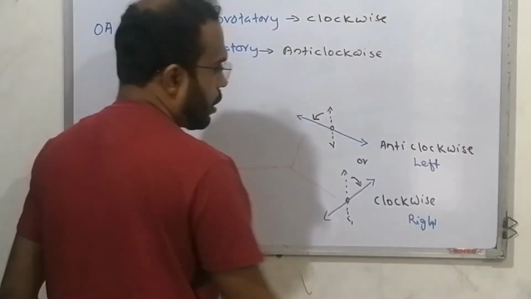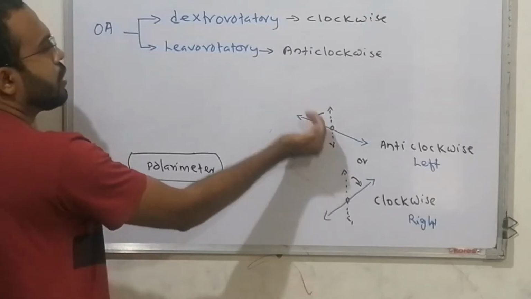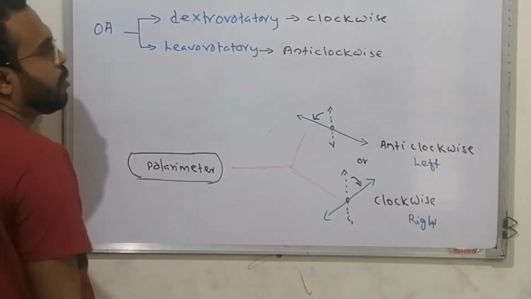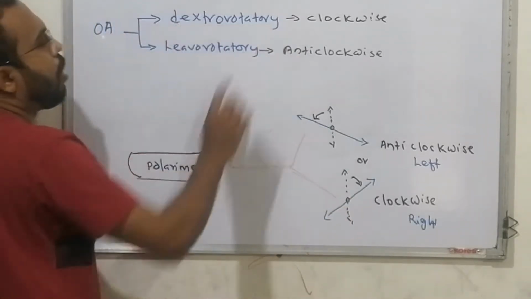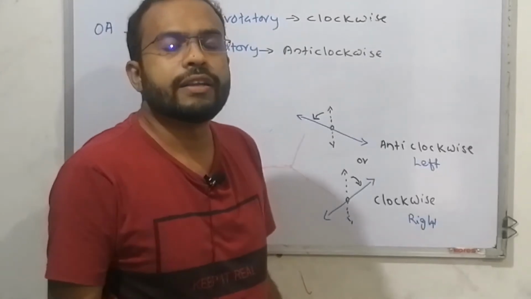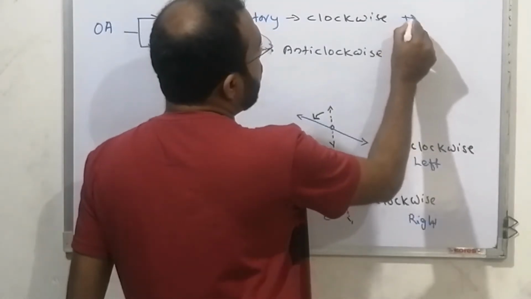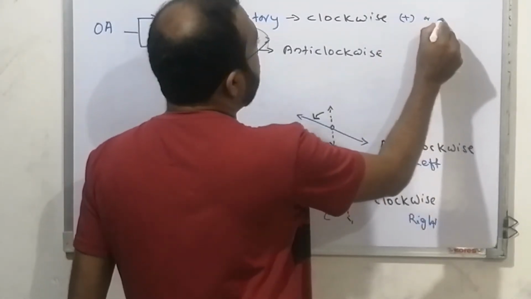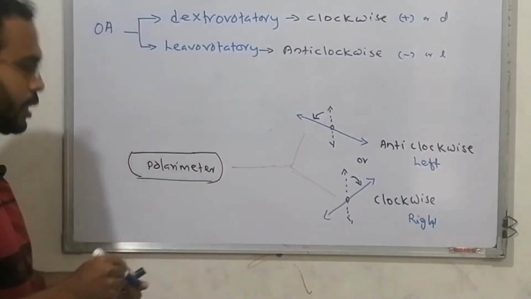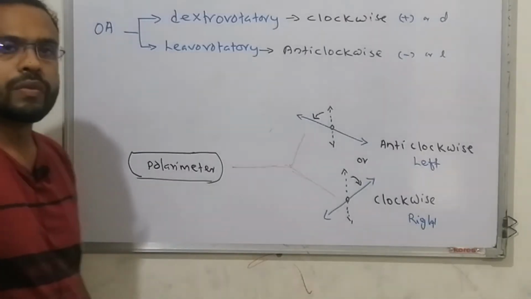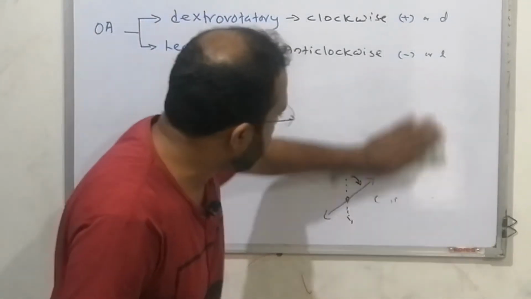If the molecule has rotated the light in anti-clockwise, you call your molecule a levorotatory molecule. If it has rotated in clockwise, you call your molecule dextrorotatory. The plus sign or D, minus sign or small letter l. Be very careful, small letter l. Therefore, what is a dextrorotatory molecule? What is a levorotatory molecule? Optically active molecules are of two types.